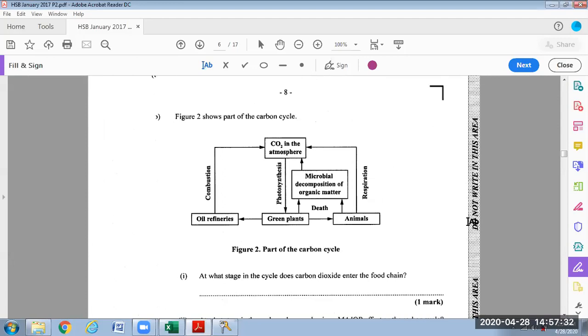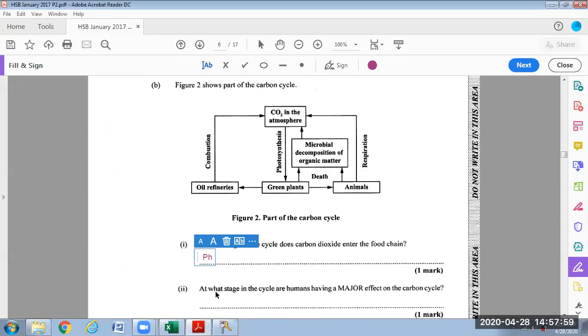Figure 2 shows part of the carbon cycle. At what stage in the cycle does carbon dioxide enter the food chain? So here you can see an arrow going down, and this is the plant taking carbon dioxide. That's the only organism here that's taking in carbon dioxide. So photosynthesis.